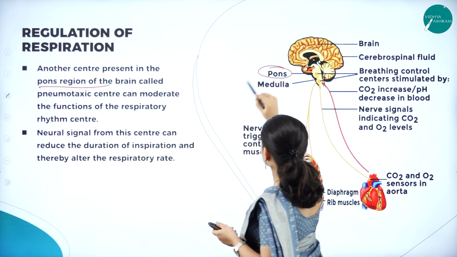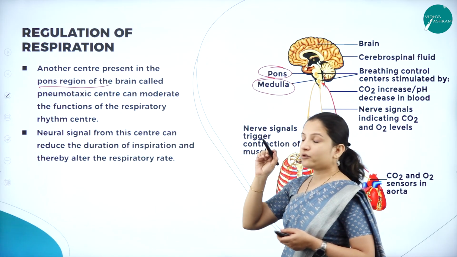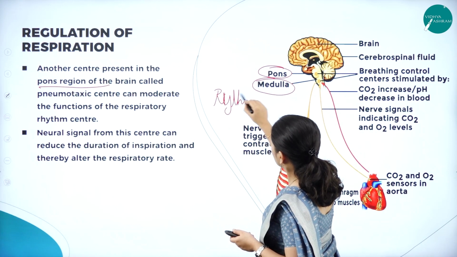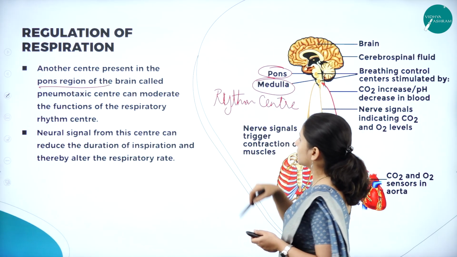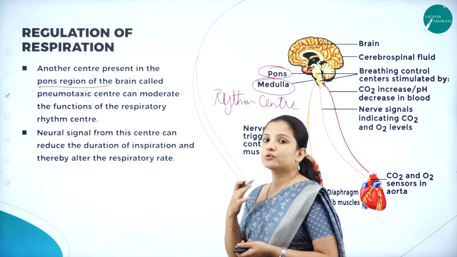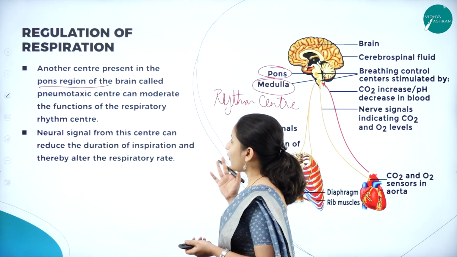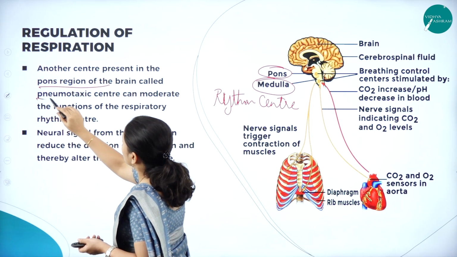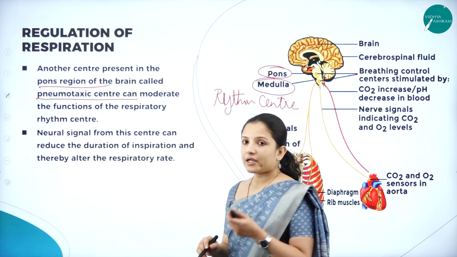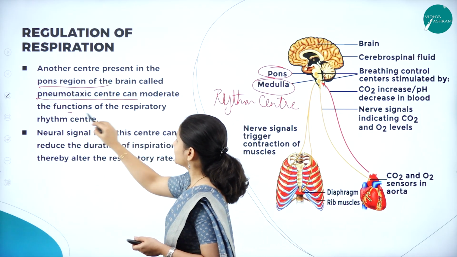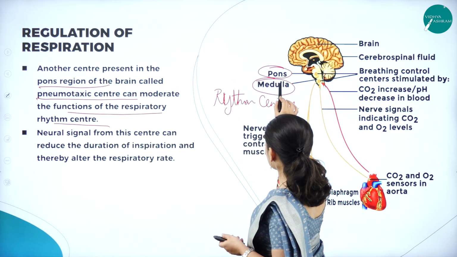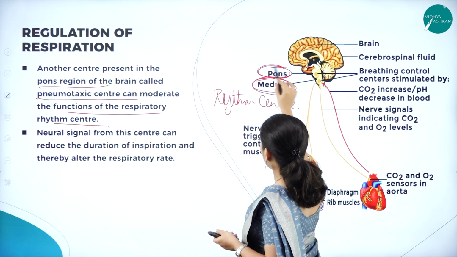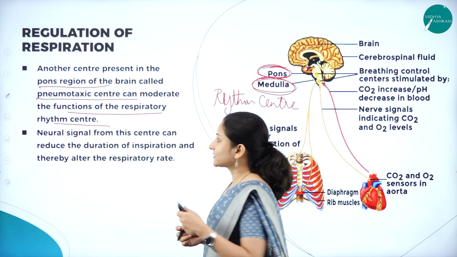There is one more center in the brain which is called the pons region. So, one was the medulla, called the respiratory rhythm center. Why? It actually sends signals on how the rhythm of the respiration has to be. And the pons is one more region in the brain. It is called the pneumotaxic center. Why? Because it can moderate the function of the respiratory rhythm center. So the function of the medulla, that is the respiratory rhythm center, is actually controlled by the pons, and therefore it is called the pneumotaxic center.